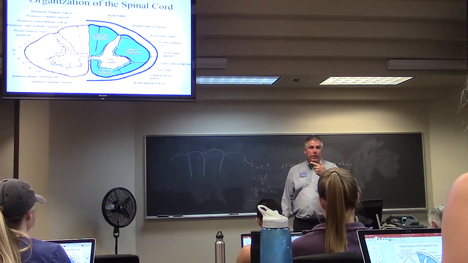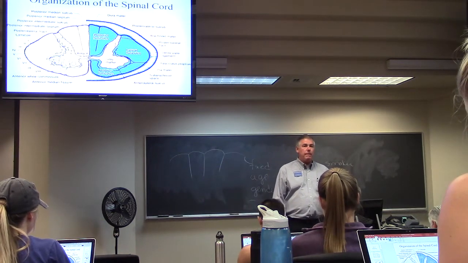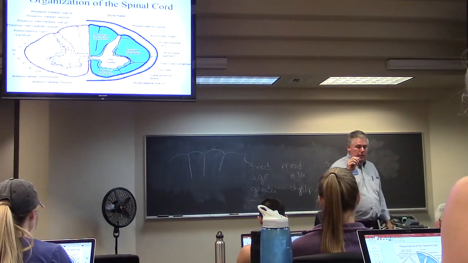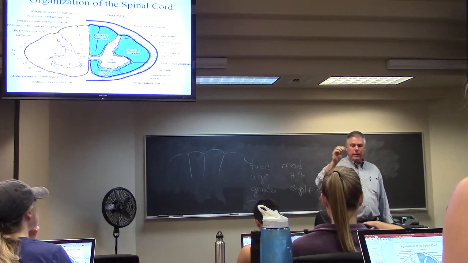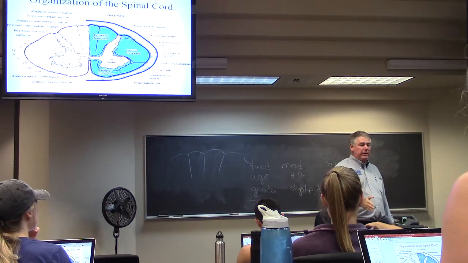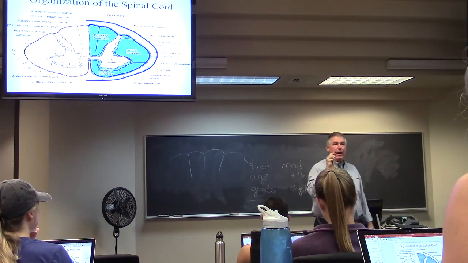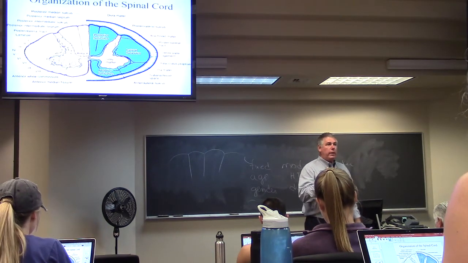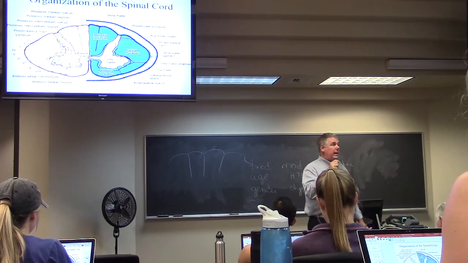It's not listed up here. Rexed lamina 2 is also called the substantia gelatinosa. If I take a sharp object and cause pain, that pain information goes into the spinal cord and synapses in lamina 2. So lamina 2 contains the relay neurons for pain and temperature.